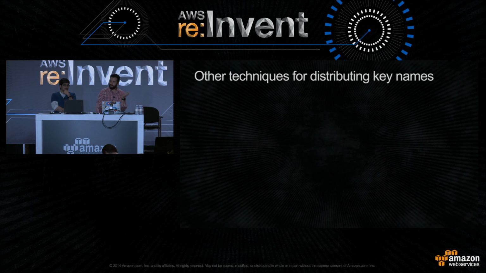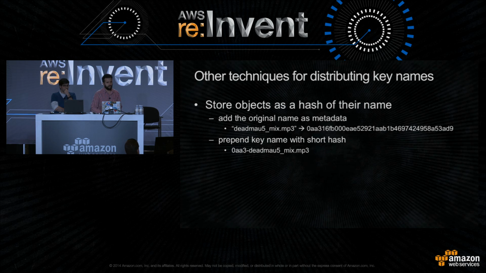Also, we can talk about other techniques to distribute key names, not only adding some random names at the beginning of your keys. Usually we have some customers that store objects as a hash of their name. So they just take the object name, compute a hash over the object name, and store the object as the computed hash. This is a very reasonable way of storing objects in S3. So using the example that we have over there, the dead mouse and the lion mix MP3, you would store this object as this long string that we have over there.